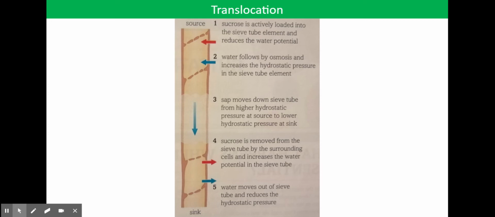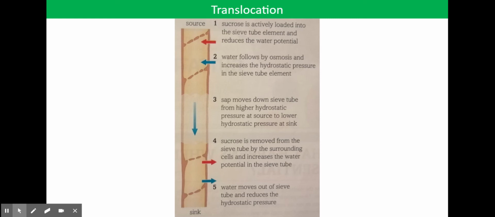In early spring, this could be the roots, where energy stored as starch is converted to sucrose and moved to other parts of the plant in order to enable growth in the spring. Perhaps the most obvious source is a leaf.